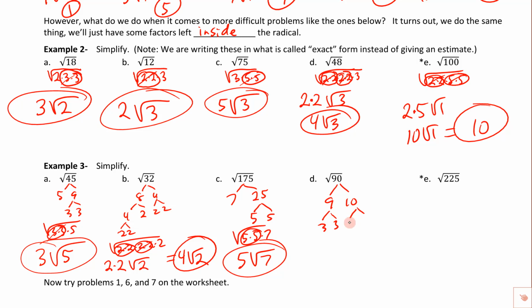3 and 3. 2 and 5. And we haven't run into one like this before, so take a look. Pair of 3s. Is there any other thing that we can pair up here? There's not. So that means we have a 3 on the outside and a 2 and a 5 on the inside. Now, just like we do on the outside, these are multiplication problems. So the easiest way to write this would be 3 radical 10.